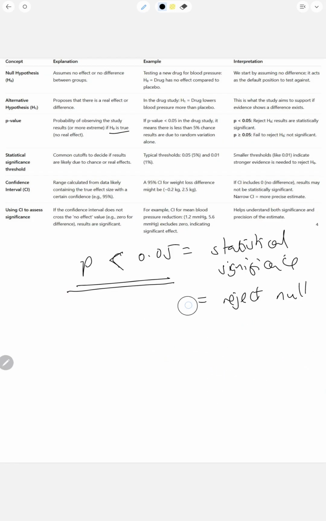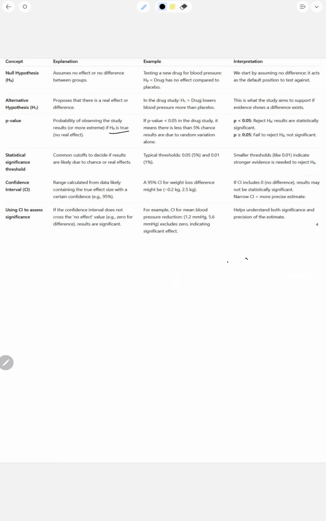Now, what's the confidence interval? The confidence interval is the range from the data likely containing the true effect size with a certain confidence. For example, we typically use 95%, but you could also use 99%. But for most statistical studies, what you're going to find is a 95% confidence interval.